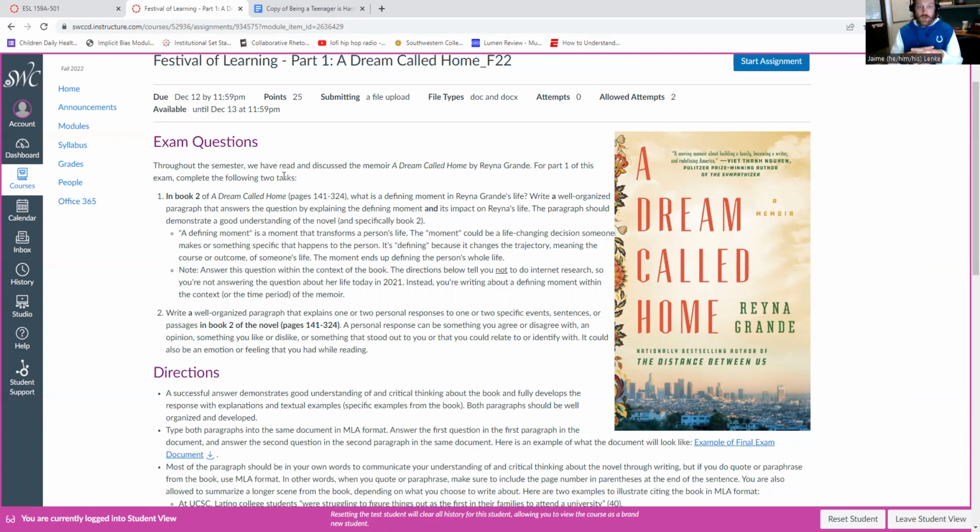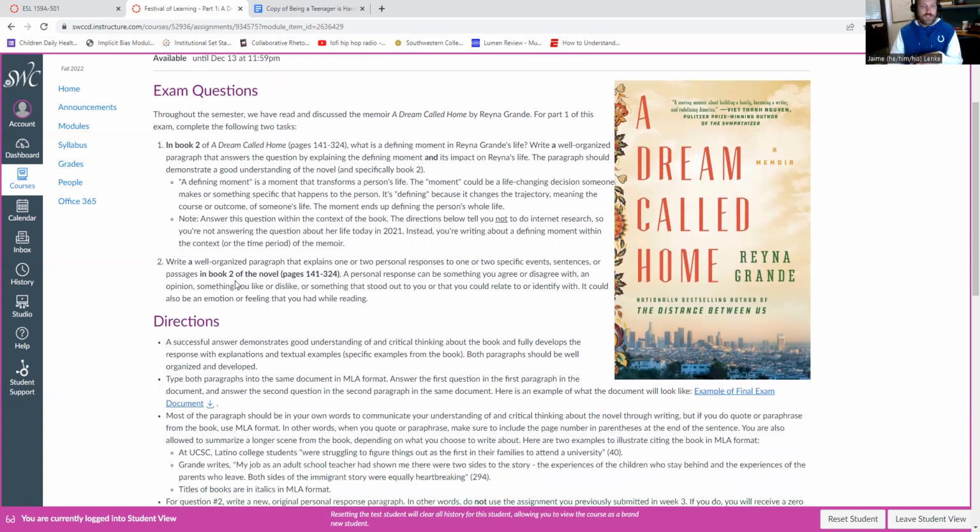Okay, so you're writing a well-organized paragraph that answers the question by explaining the defining moment and its impact on Raina's life. It should demonstrate a good understanding of the novel. So this is where you would use textual evidence from the book to support your opinion. So if you say that there's a life-defining moment in part 2, then it would probably be a good idea to support that with a paraphrase or a quote. That's the first paragraph.